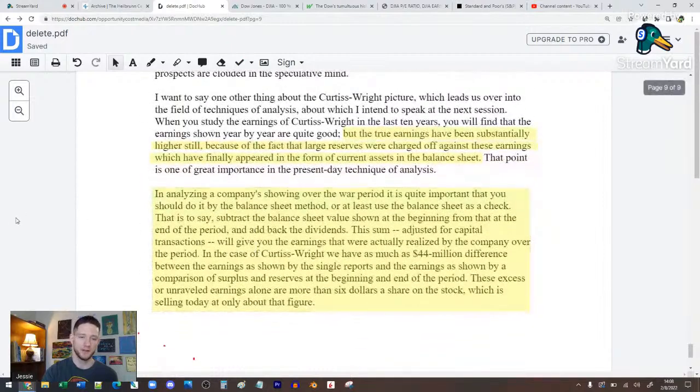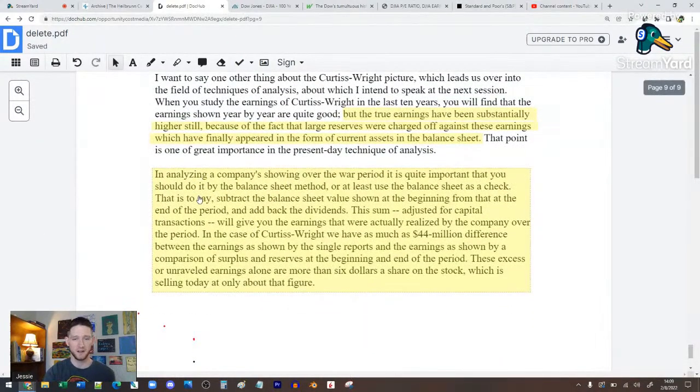So what he concluded on is in analyzing a company showing over the war period, it is quite important that you should do it by the balance sheet method, or at least use the balance sheet as a check. That is to say, you take the ending book value, subtract the beginning book value, add back all the dividends, and this should be how much the company earned within that period.